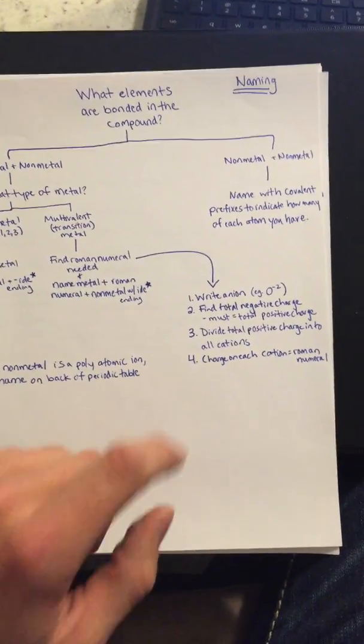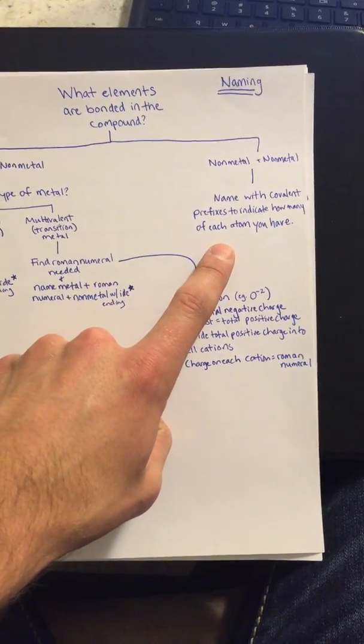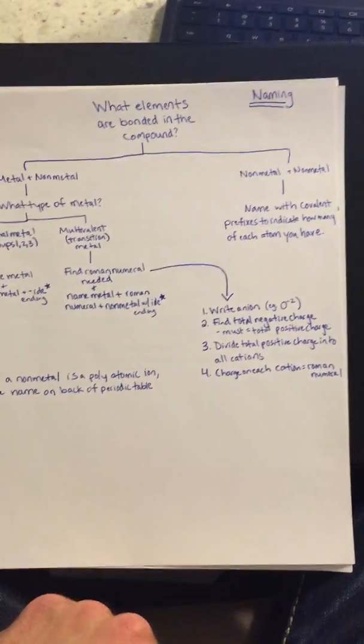If we don't have a metal at all, if we have two non-metals, we're going to just use our covalent prefixes and indicate how many of each atom we have. Okay, so let's get started.